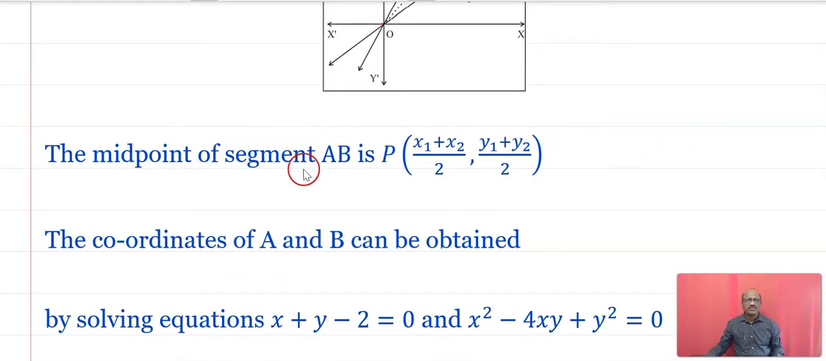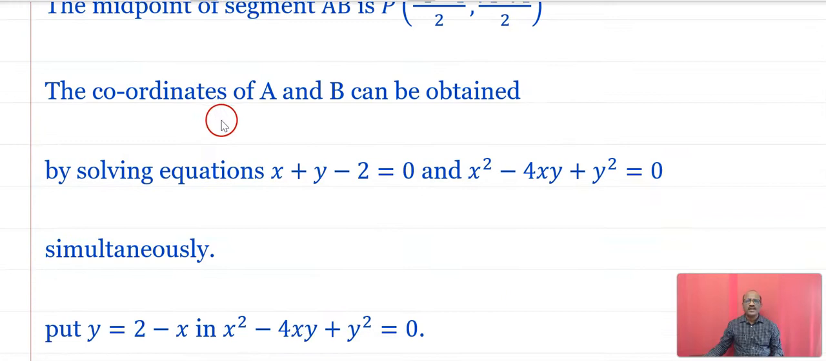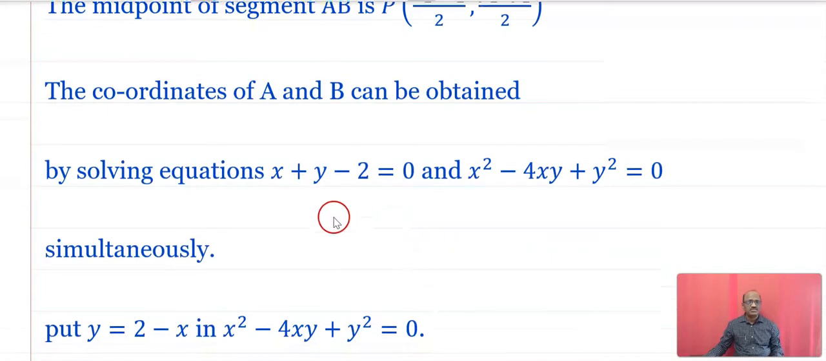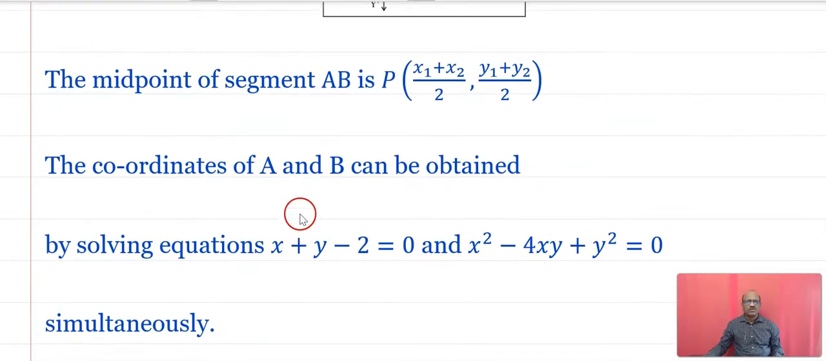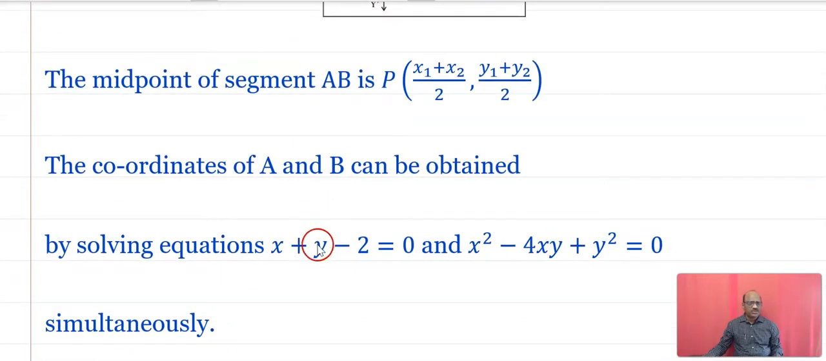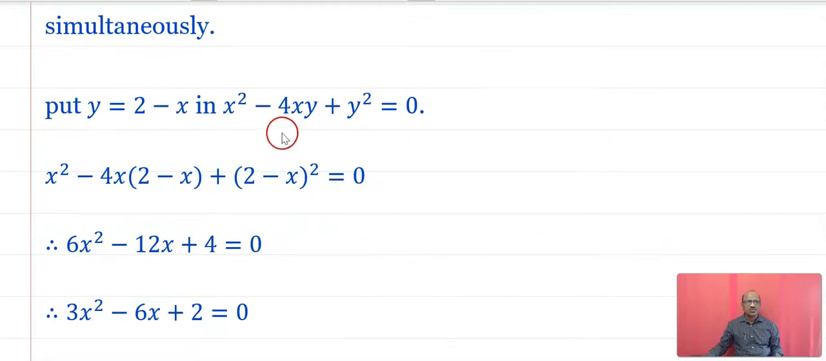The midpoint of segment AB is P, (x1 plus x2 upon 2, y1 plus y2 upon 2). Coordinates of A and B can be obtained by solving the given equation of the line, that is x plus y is equal to 2, and x square minus 4xy plus y square is equal to 0 simultaneously. Now from this equation, what is the value of y? y is equal to 2 minus x. Put 2 minus x in this joint equation x square minus 4xy plus y square is equal to 0.